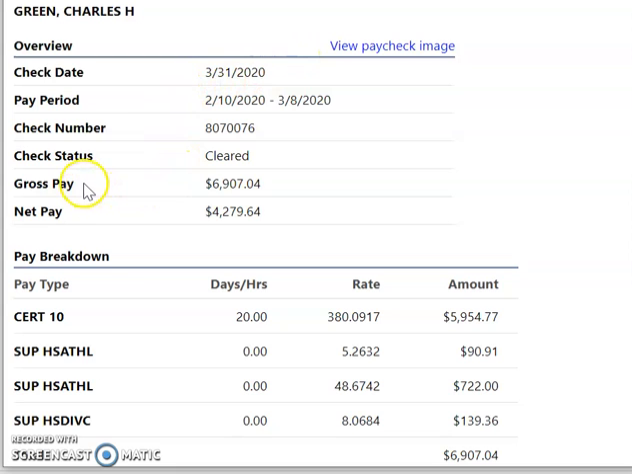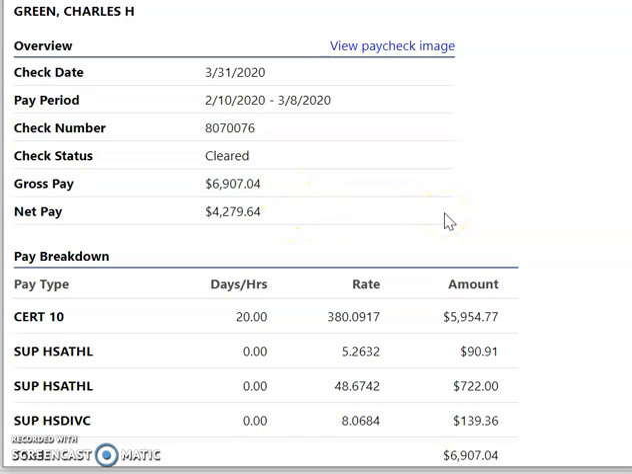Right here first, gross pay. My gross pay is $6,907 for 1 month. Now you might be like, wow, coach, that's an insane amount of money. Guys, that's before taxes and all the other stuff that I have to pay every month. That's not what goes into my bank account. What actually goes into my bank account is this number right below it, $4,279.64. That's a huge difference, y'all.